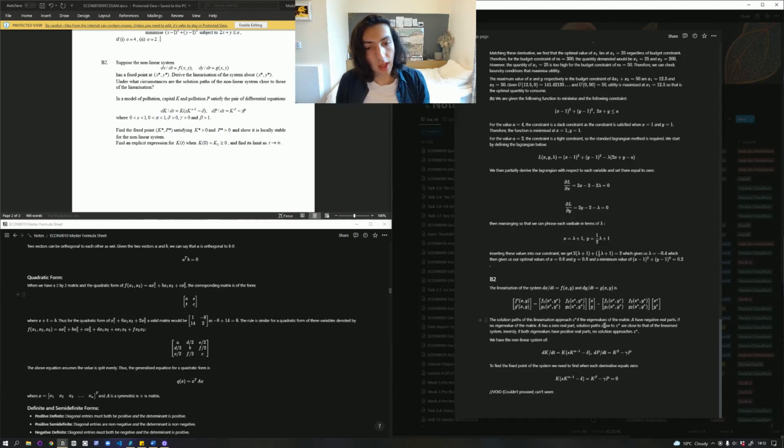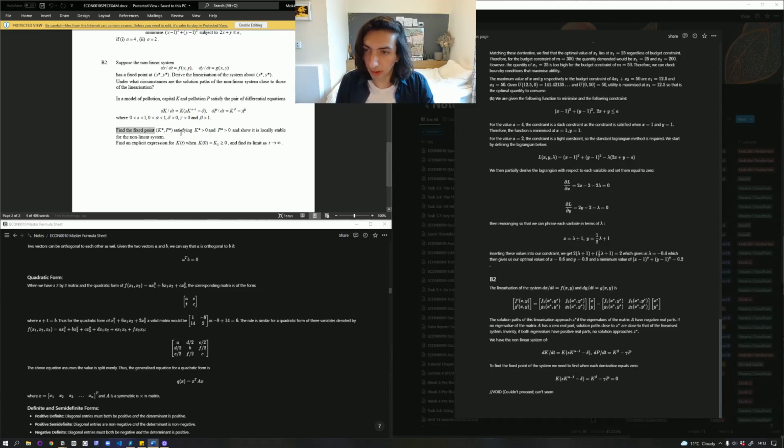Okay. Now the next part, I couldn't get. I've asked around for people who could get this, and nobody seems to be able to. So let's just go over it. In a model of pollution, capital K and pollution P satisfy the pair of differential equations dK/dt equals sK to the power of alpha minus 1 minus delta, dP/dt equals K to the power of beta minus gamma P, where the following constraints exist.